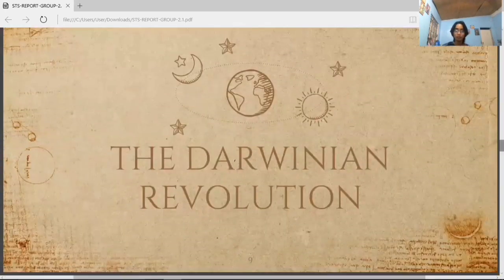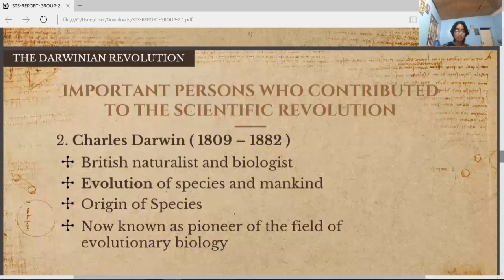Next, the Darwinian Revolution. Charles Darwin was a British naturalist and biologist known for his works, Origin of Species and Descent of Man, which discussed his ideas on the evolution of species and mankind. Today, Charles Darwin is recognized as the pioneer of the field of evolutionary biology. And from this, Charles Darwin changed how society viewed humanity.